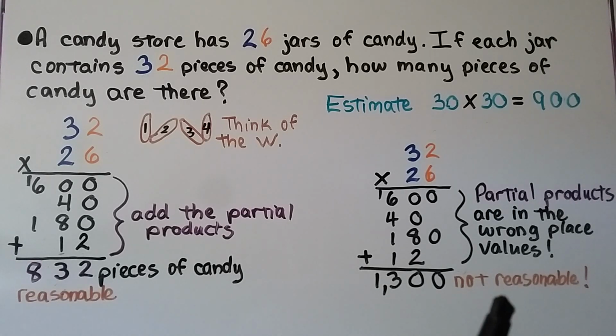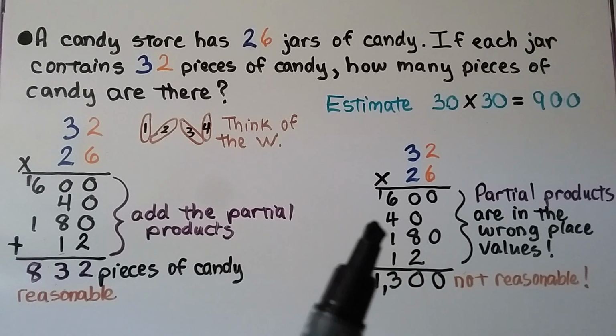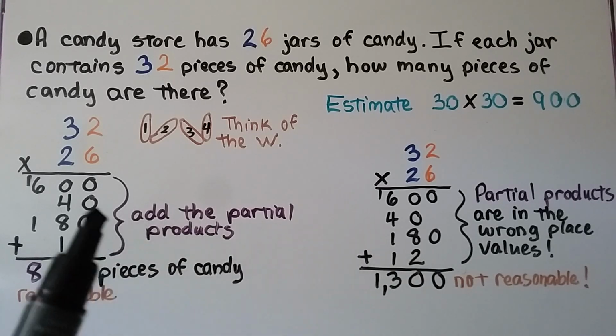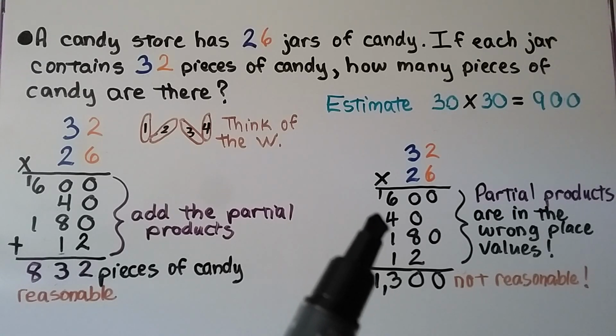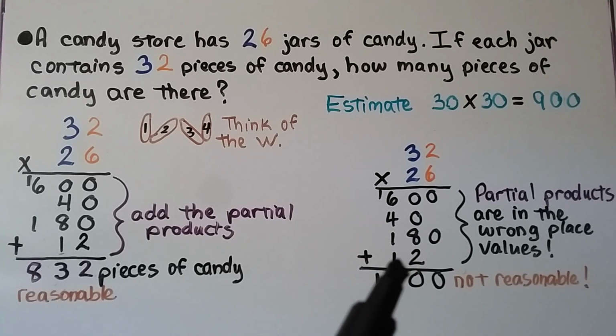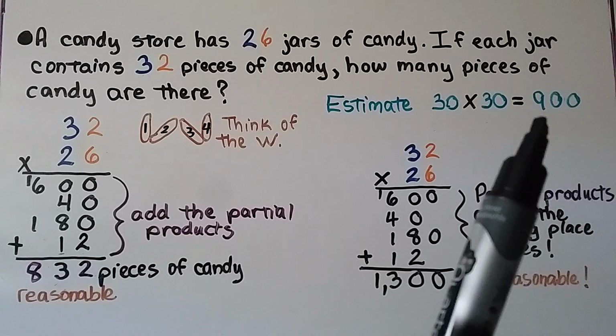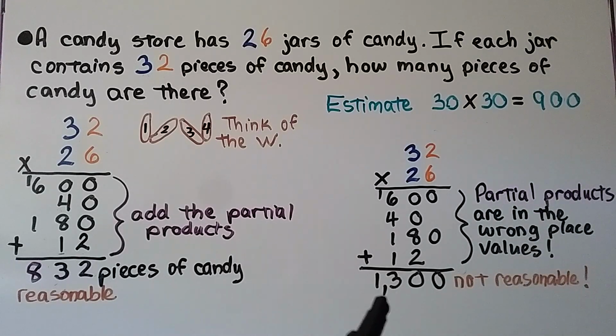Now we have to be very careful. When we write our partial products, look, these partial products are in the wrong place value. The 40 was supposed to be here with the 0 in the ones place and the 4 in the tens place, and it was accidentally written with the 4 in the hundreds place. So was the 12. See how the 1 is in the hundreds place and the 2 is in the tens place instead of the ones place? When this is added up, we get 1,300, and we know that something must be wrong because our estimate said it should be around 900, and we have a much greater number. We know we did something wrong, and we know to go back and look over our math to see where we made an error.